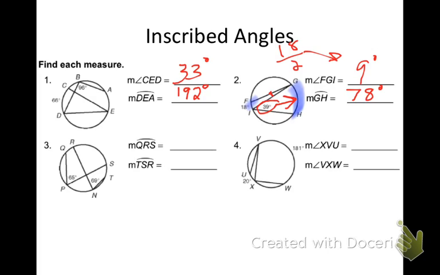And then there's number 3. I want to find arc QRS. So there's arc QRS. The angle, notice, is 65. So my arc has to have how many degrees, Caprio?